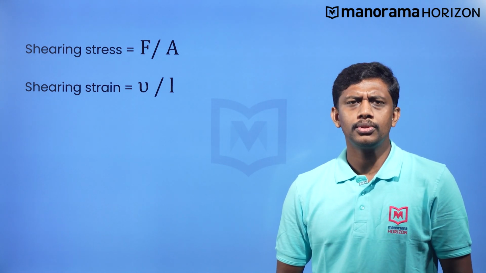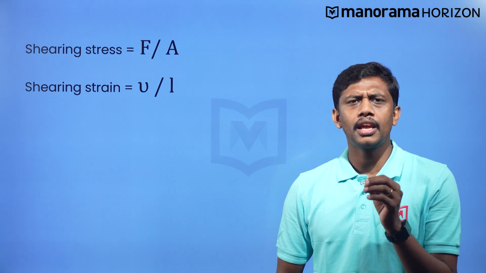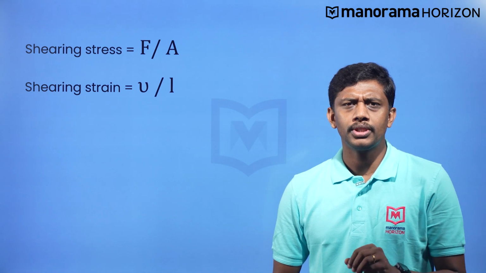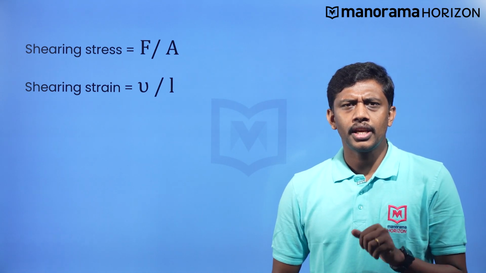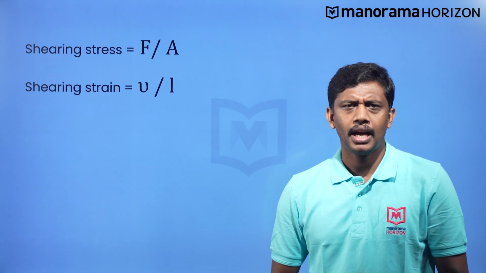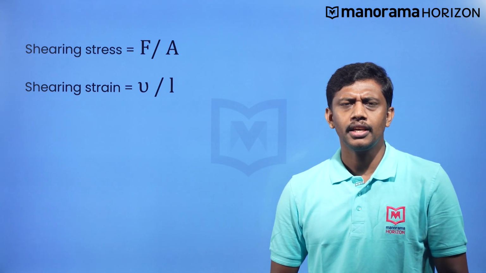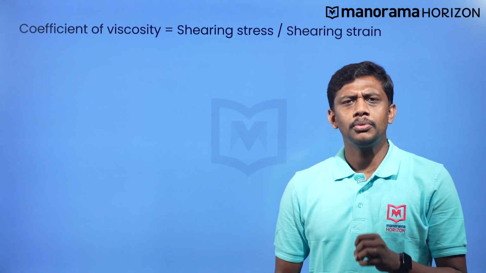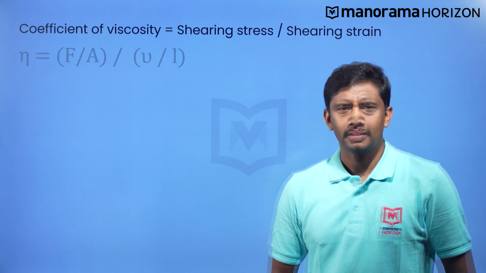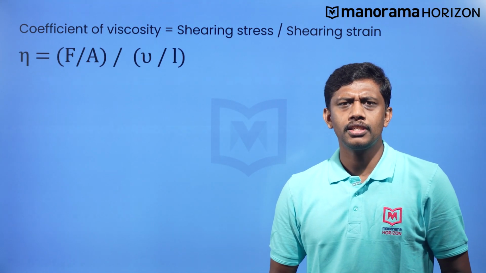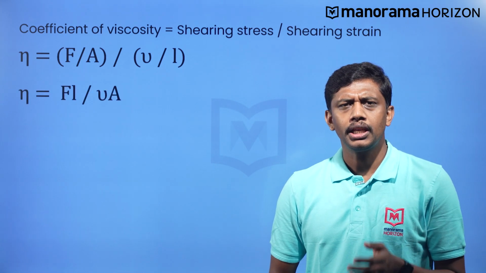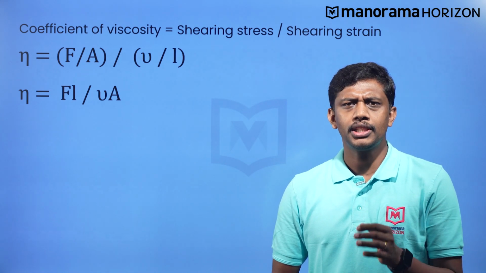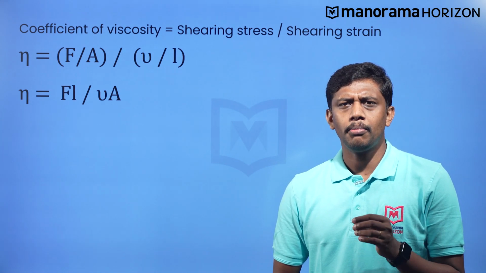The coefficient of viscosity for a fluid is defined as the ratio of the shearing stress to the strain rate. Shearing stress is the force applied per unit area. Shearing stress is equal to the force by area, and as already derived, the shearing strain rate is v by L. So, the coefficient of viscosity eta is equal to shearing stress divided by strain rate. Applying this, the equation becomes eta is equal to F by A divided by v by L, which is equal to FL by vA.